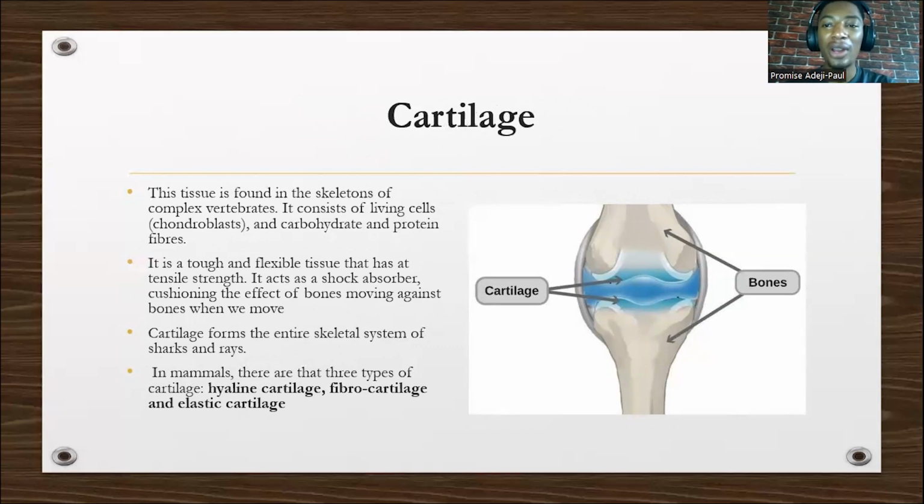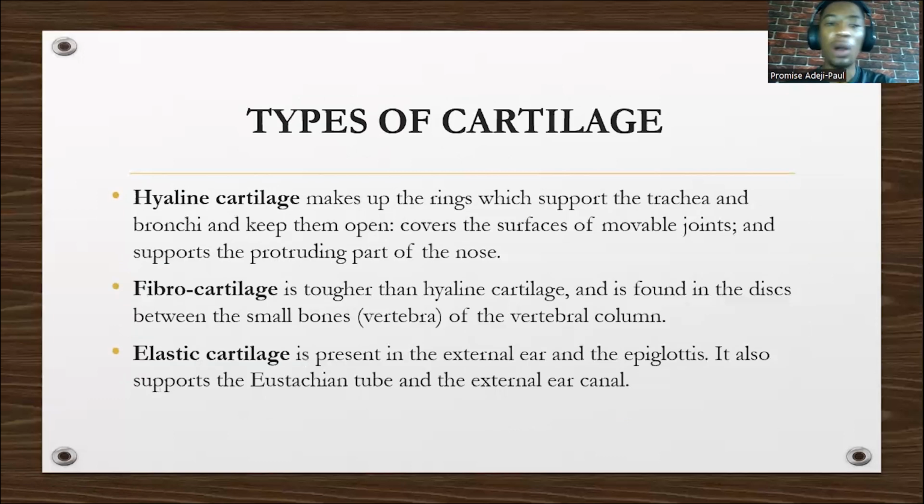So shark and ray, all their skeleton is cartilage. That's it. Cartilage is enough for them. But in mammals, we have three types of cartilage. We have hyaline cartilage, we have fibrocartilage, and we have elastic cartilage. So we'll delve into a little bit more details about each cartilage, and we'll see what they have.